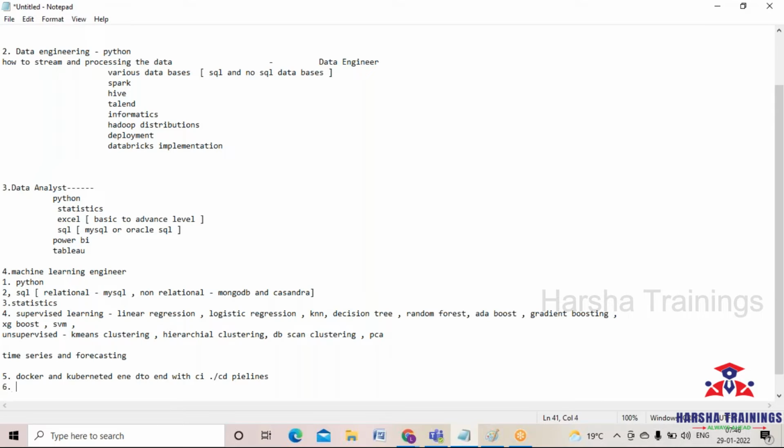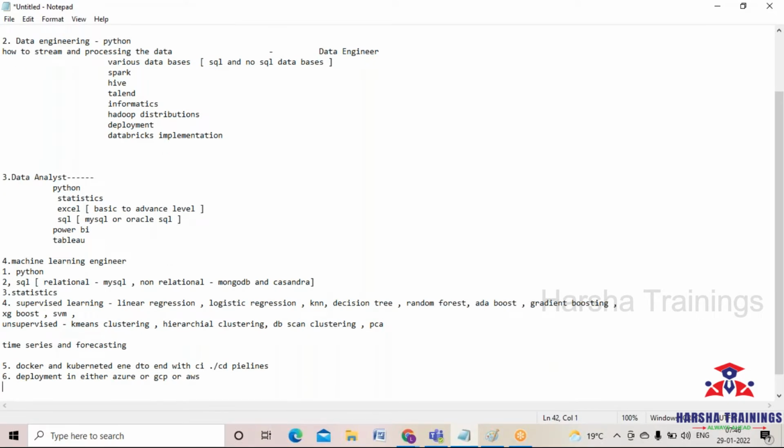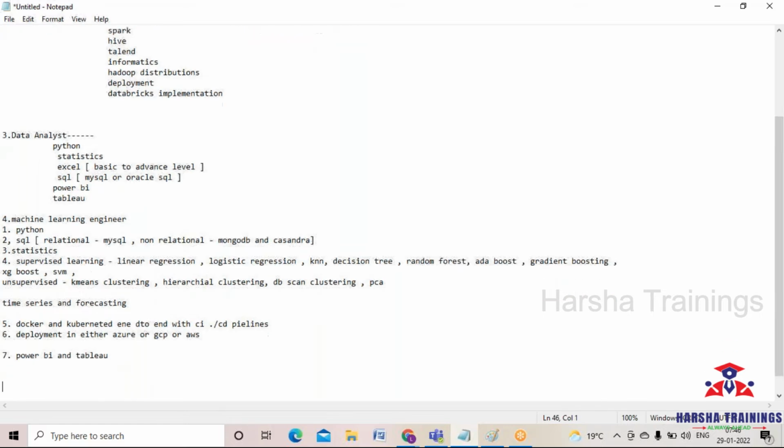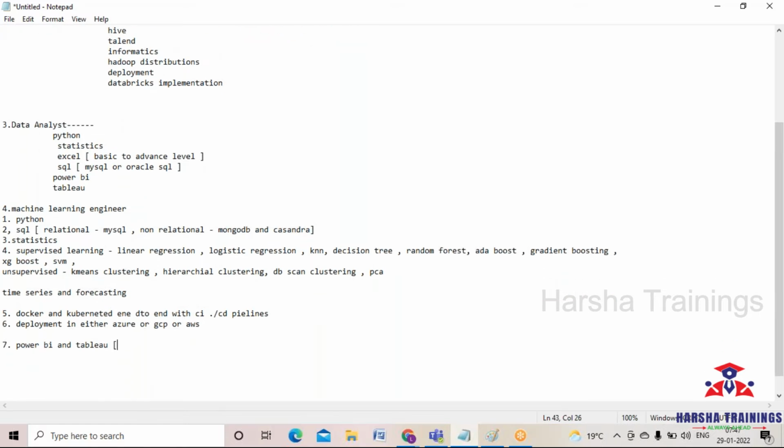And we'll see how to do the deployment in either one cloud, Azure or GCP or AWS, or all three, depending. And connecting Power BI and Tableau will be an advantage by learning these two also. This is optional, but if you learn it, it is fine, especially if you go for the machine learning engineer role.